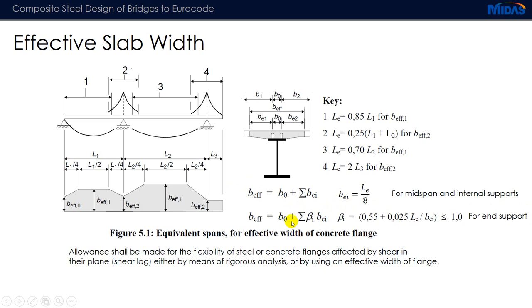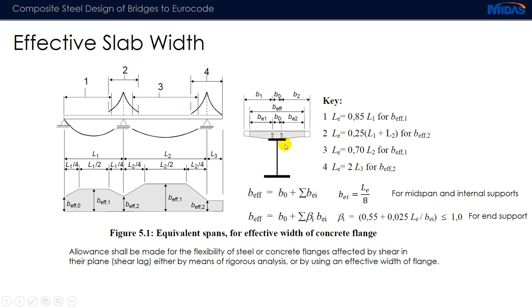for end support. So B0 being the distance between the shear connectors. The shear connectors act as the connection between the slab and the steel girders. So later on we'll see how we design them. The design will be governed by the longitudinal shear carried by each slab and the connected steel girder flange. And similarly for mid-span and internal supports, we have different values of effective length to be considered for the effective width calculation.